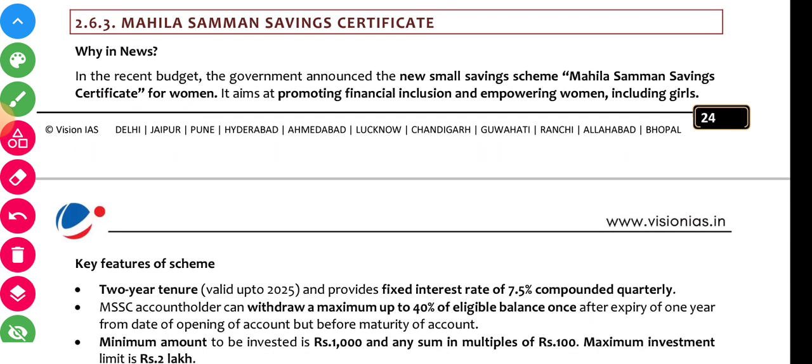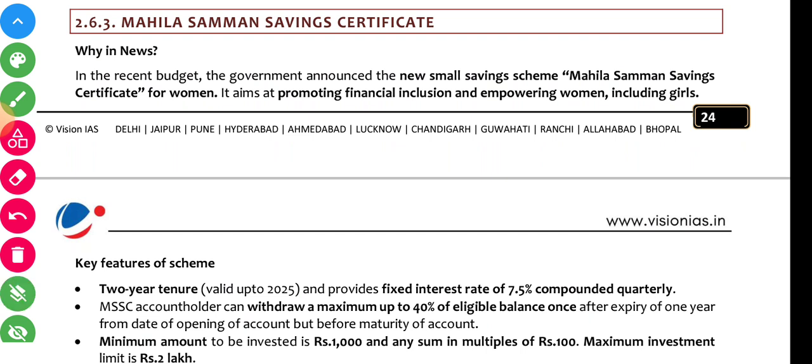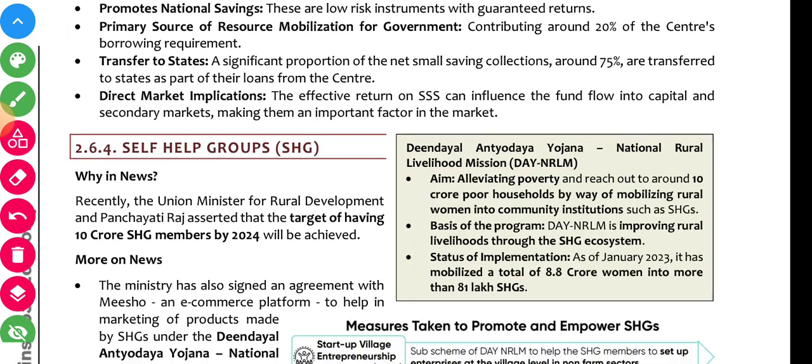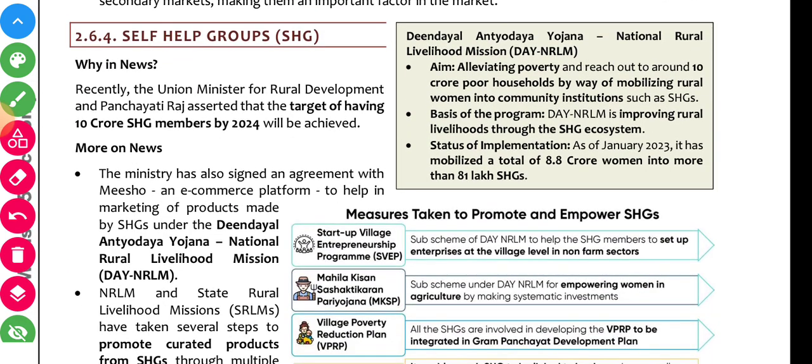Next is Mahila Samman Savings Certificate. It is in news, that is not important, but you can use it in your answer writing for this saving certificate scheme. Okay, so next is self-help groups.